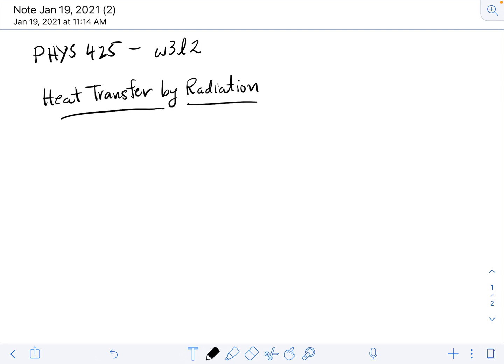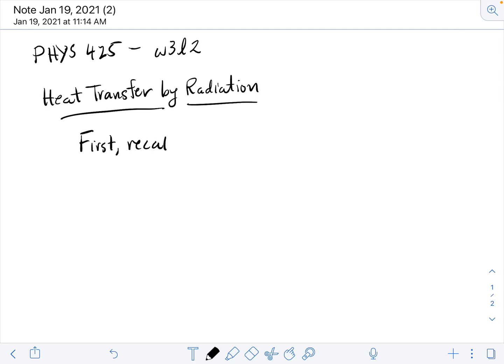The mechanisms were conduction through solid structures, conduction by a residual gas, and radiation. So what we're going to do next is talk about each of those heat transfer mechanisms one at a time. And today we're going to start with radiation.